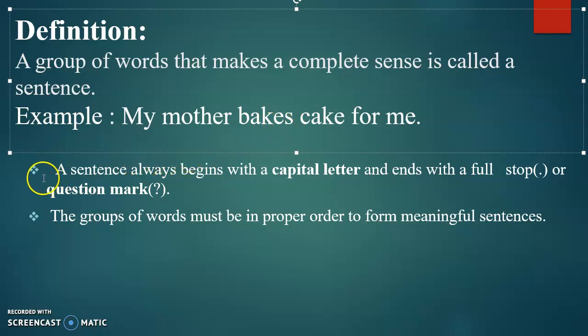So, there are many important things we have to remember. A sentence always begins with a capital letter and ends with a full stop or question mark. Second thing, the groups of words must be in proper order to form a meaningful sentence. Students, can you understand? Proper order means all the words should be in proper order, that is, the subject, the person who is doing the work, and the verb should be in the proper place.